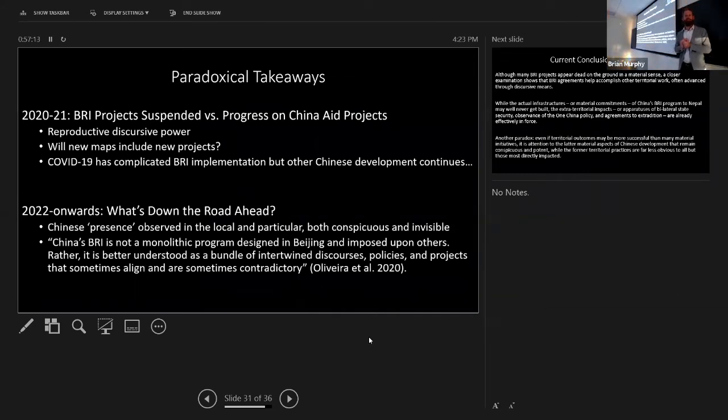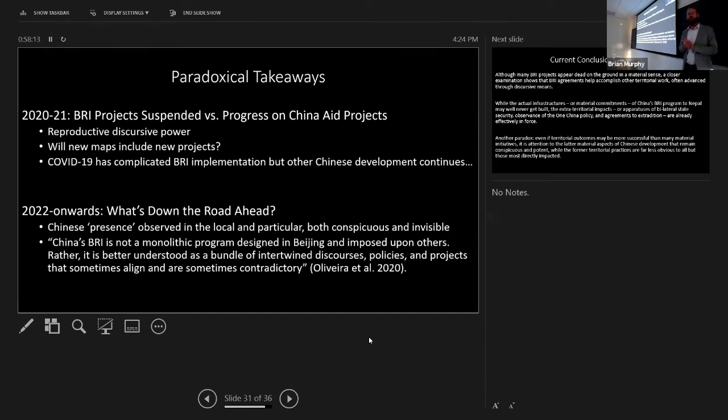So what are these paradoxes? In 2020 and 2021, BRI projects were suspended in Nepal, but great progress was made on China aid projects. So there's been this reproduction of discursive power. I wonder, will new maps include new projects? COVID-19 has complicated the BRI implementation, but other Chinese development continues. And looking ahead, as we enter 2022 and onwards, what might be down this road ahead? We can continue to observe this Chinese presence in the local in particular, as maybe this is why so many of us are intrigued, or the BRI has garnered so much attention, that it can be both conspicuous and invisible at the same time.